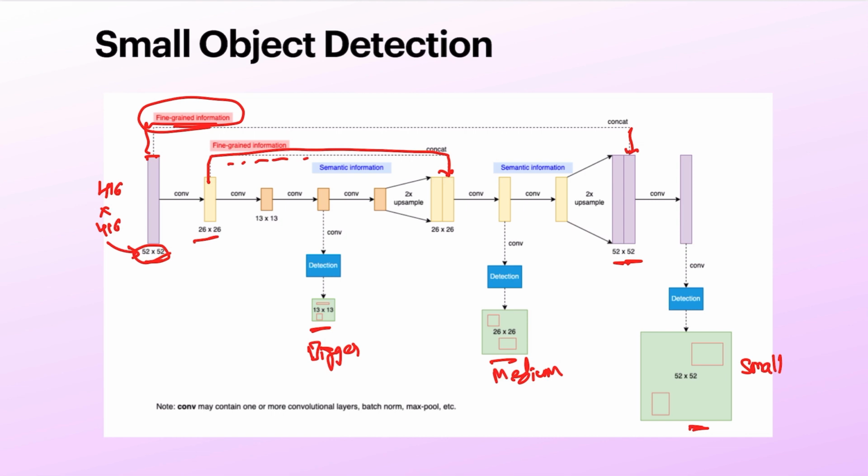So because of these skip connections, these fine-grained feature information, which are actually the curves or corner locations, these kinds of fine-grained features are actually preserved, which is actually helping in detecting the objects.